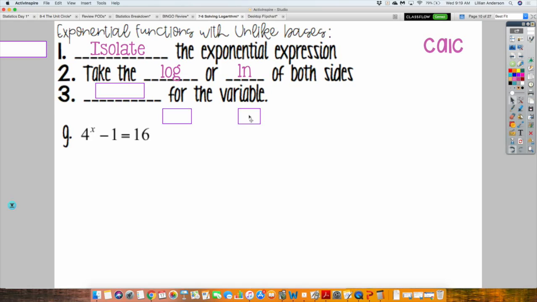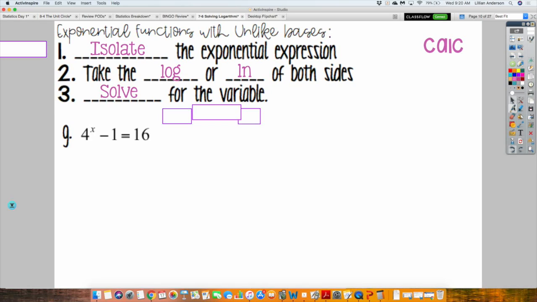Specifically, if the base is an e, the only thing you can take is the ln. Ln and e go together always. But if it's just a number, you can do the log. And then lastly, solve for the variable. You don't have to check anything here because the domain of the exponential function is negative infinity to infinity. The value is going to work.